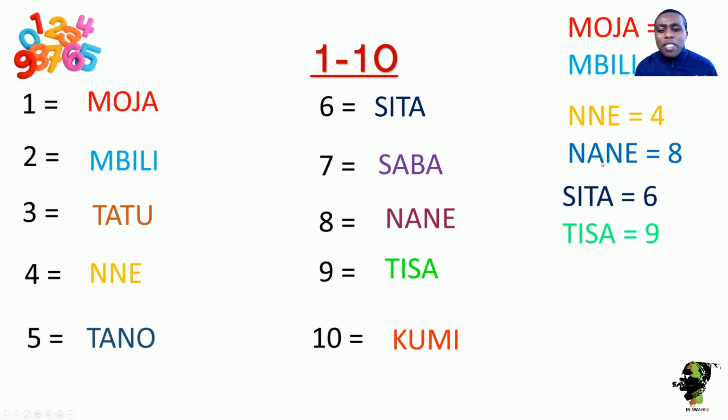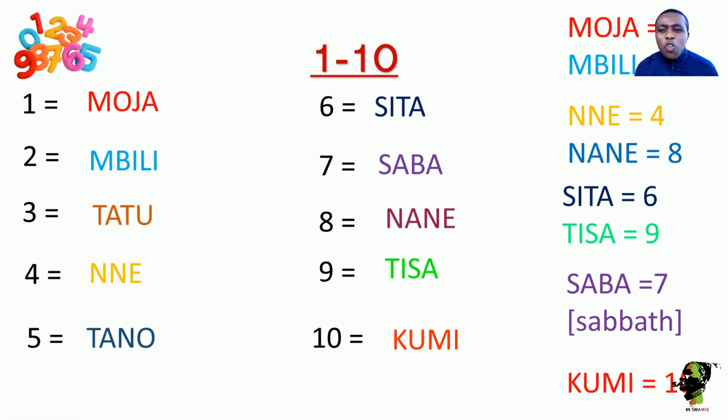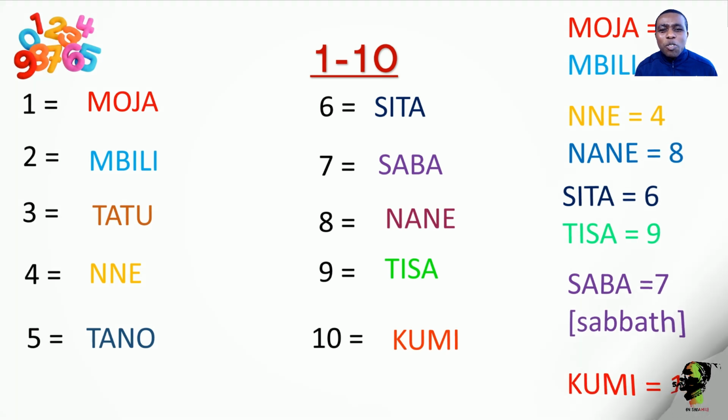Then we've got number 6 and number 9, sita and tisa. It's like you're swapping them around. Sita and tisa. You can hear the sound of those numbers. Then we got number 7, Sabbath. Seventh day, Sabbath. And then we've got 10, kumi. Well done. How did that go? I hope you enjoyed that and learning those simple numbers in Kiswahili.